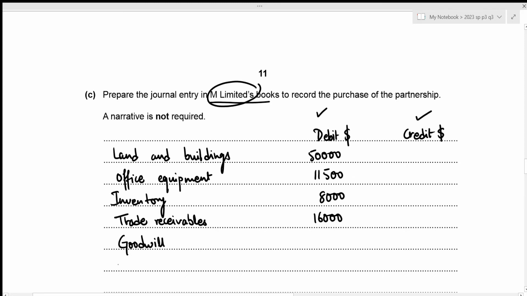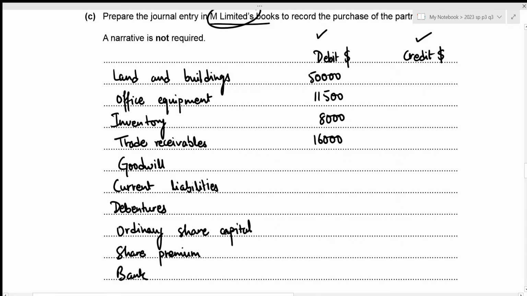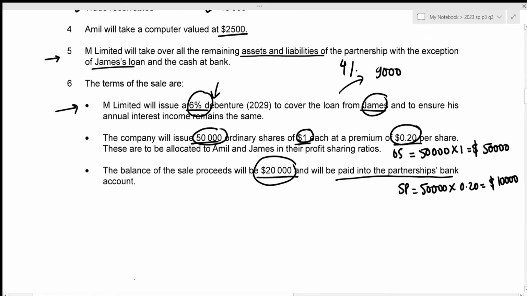Now let's move towards the amount or items to be included on the credit side. So the very first one was current liabilities. Then M Limited also issued debentures, and they also issued ordinary shares. So that could be written down as ordinary share capital. Then we also have share premium, since those shares were issued at a premium of 0.20. And finally, they also paid the amount of 20,000. So that we can write down under the heading of bank. Now let's write down the amounts for all these items.